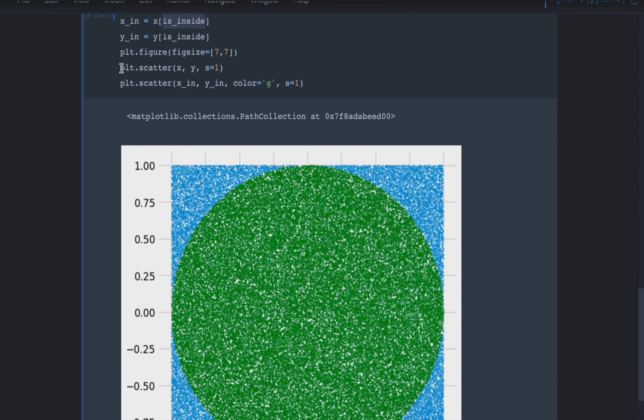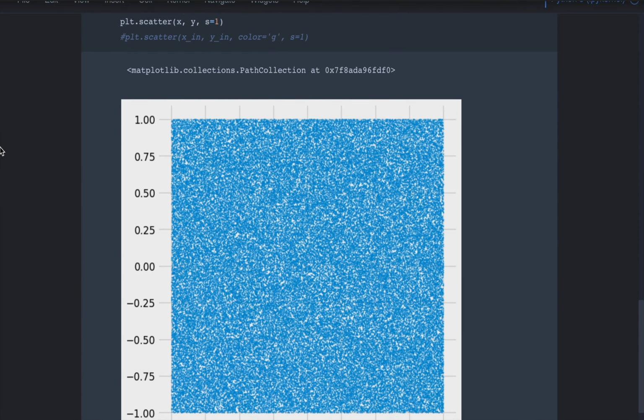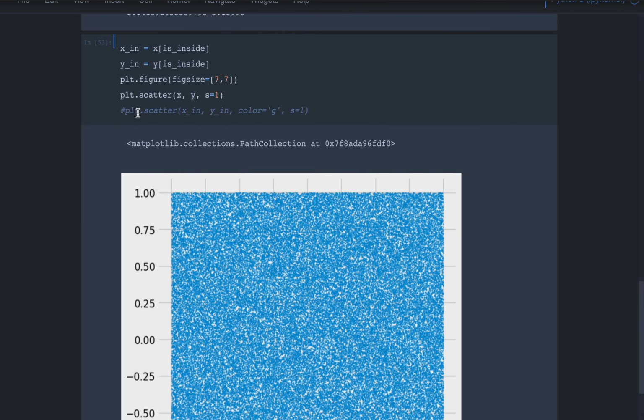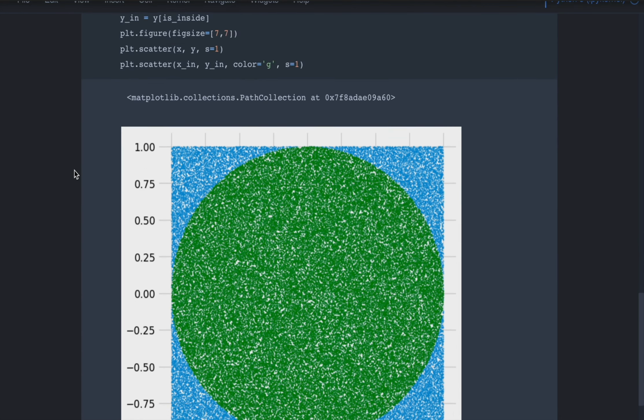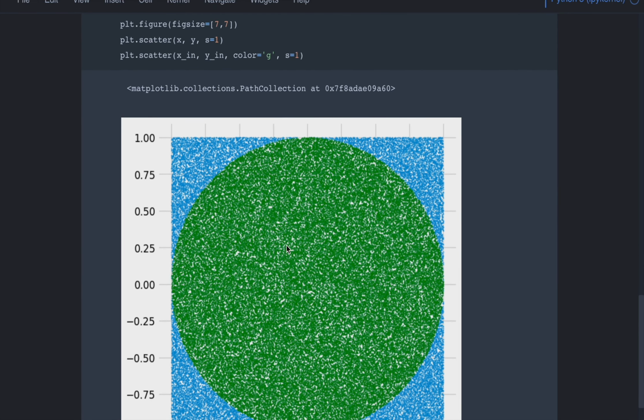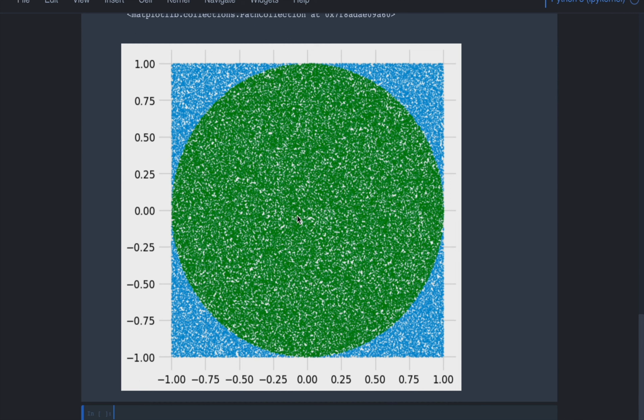Now here we are plotting all the 100,000 points. If we disable this, that will be all the 100,000 points. And here we are plotting those points which fall inside the circle, using this green color. That's why we can clearly see the circle shape.